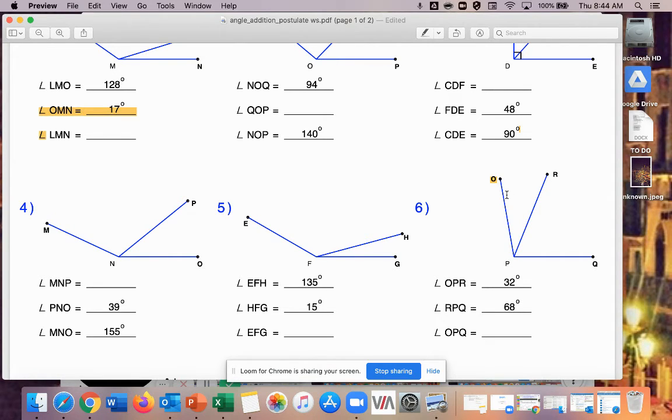Then for this one, we're given OPR, this section right here. We're also given RPQ, this section right here. What you can do is add them together to get the total section. 32 plus 68 should equal 100.